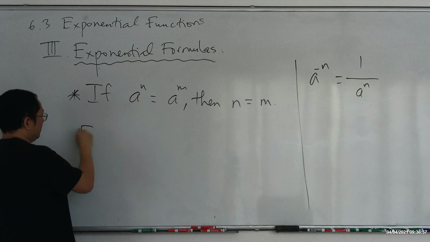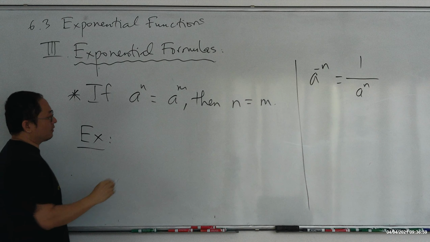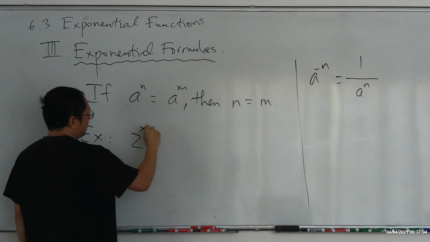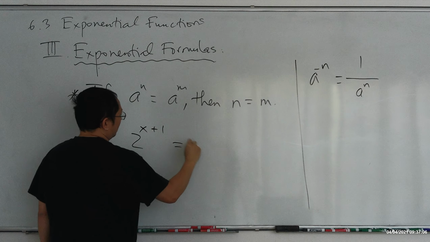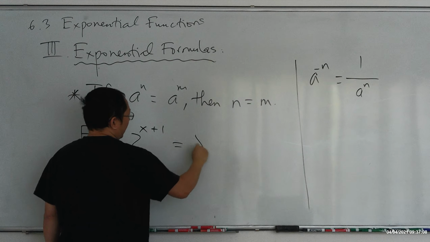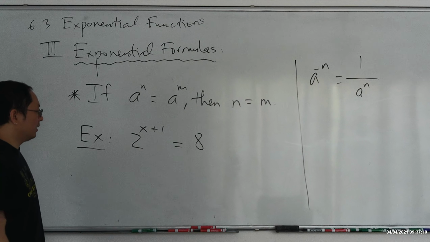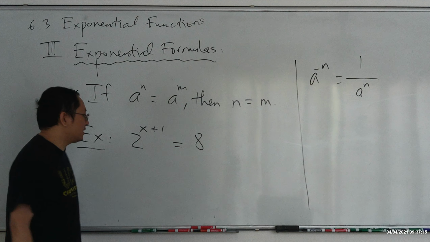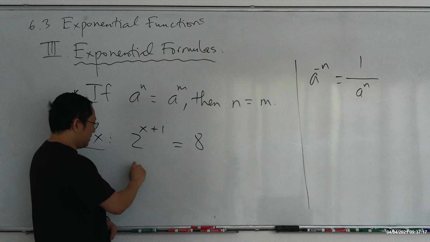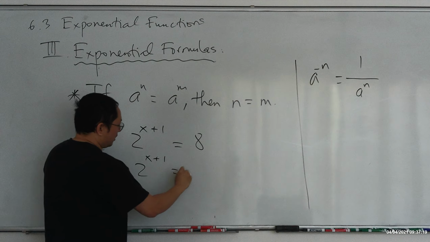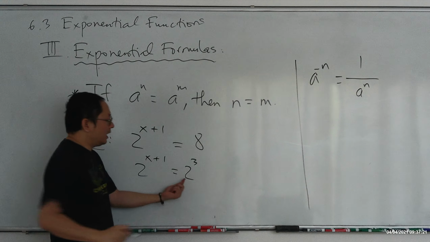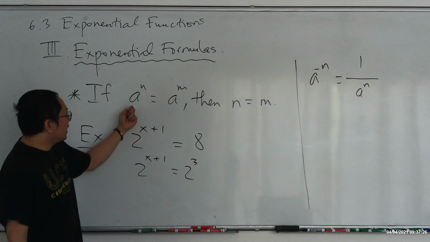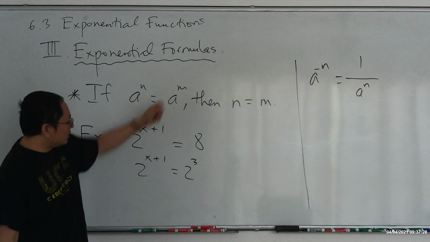But it helps you solve quite a number of exercises in our section. For example, solve for x. You have something like 2 to the x plus 1 equal to, say, 8. How do we solve for x from here? You see that the left hand side is 2 raised to an exponent, and the right hand side is just 8. So I can modify 8 a little. This is 2 to the x plus 1 equal to 2 to the third, because 8 is 2 to the third. Now the equation looks like a to the n equal to a to the m.